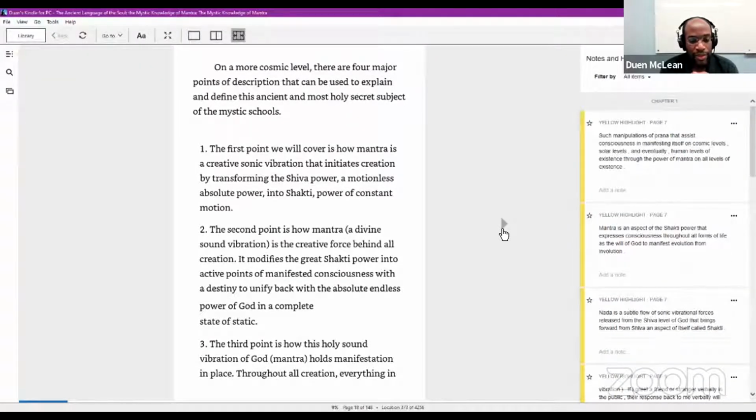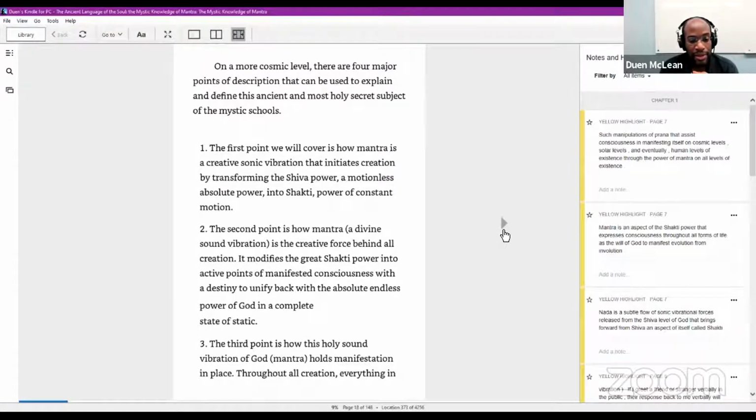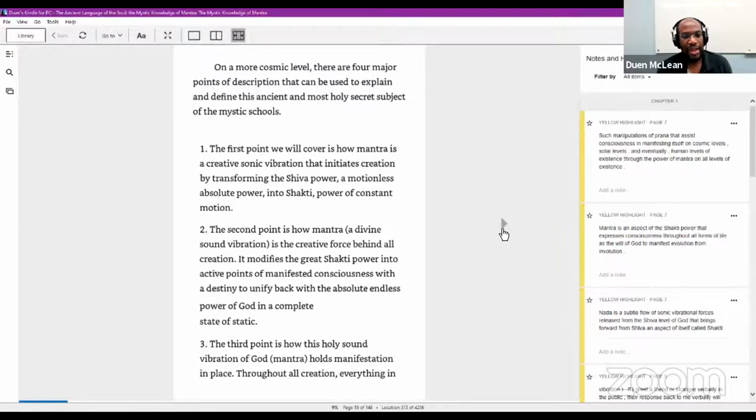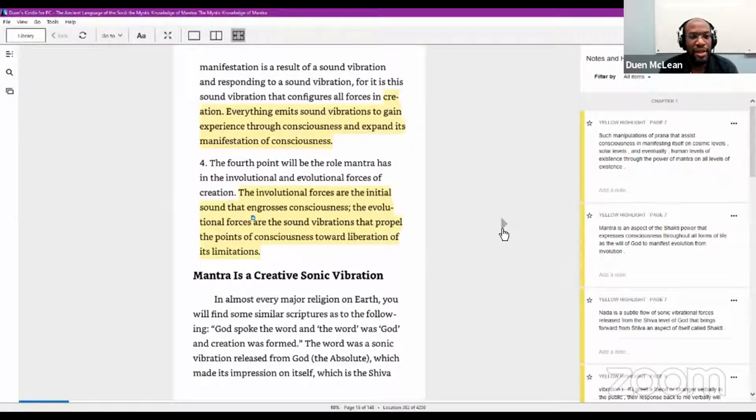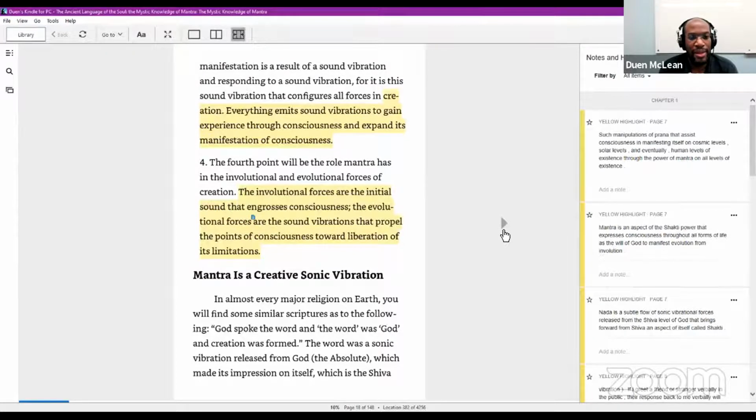The third point is how this holy sound vibration of God, mantra, holds manifestation in place. Throughout all creation, everything in manifestation is the result of a sound vibration and responding to a sound vibration. For it is this sound vibration that configures all forces in creation. Everything emits sound vibrations to gain experience through consciousness and expand its manifestation of consciousness.